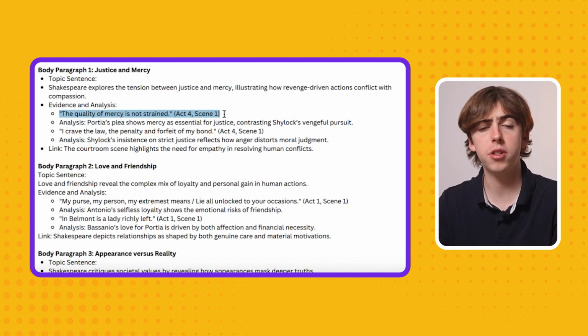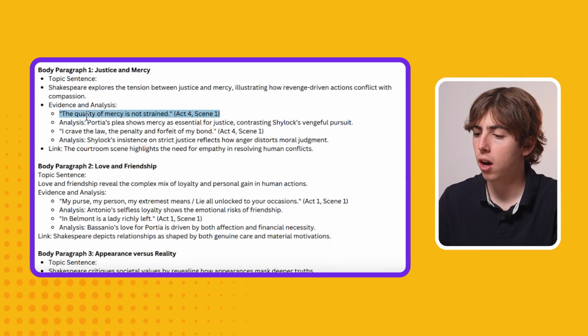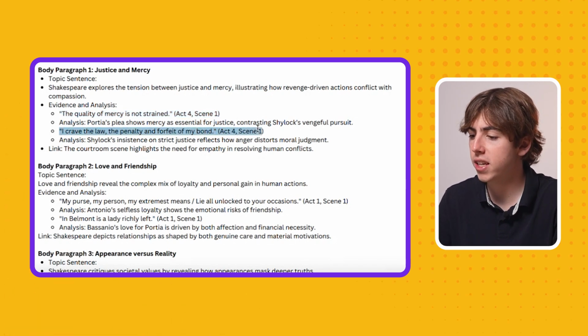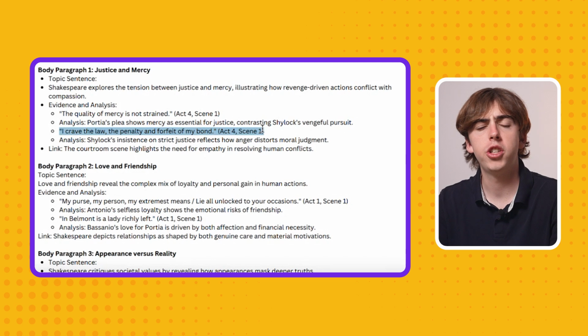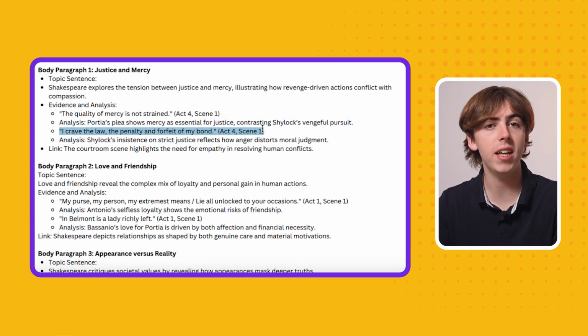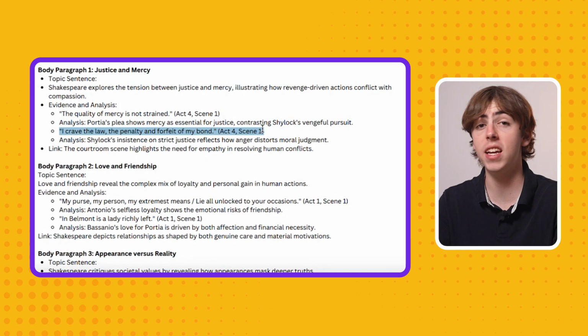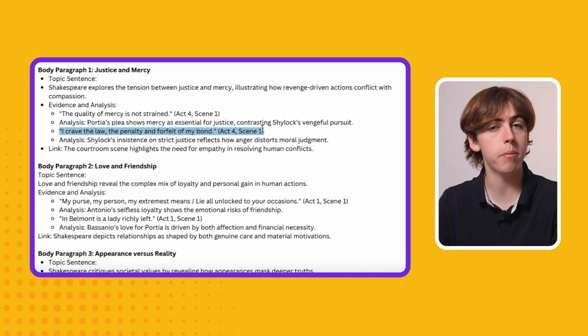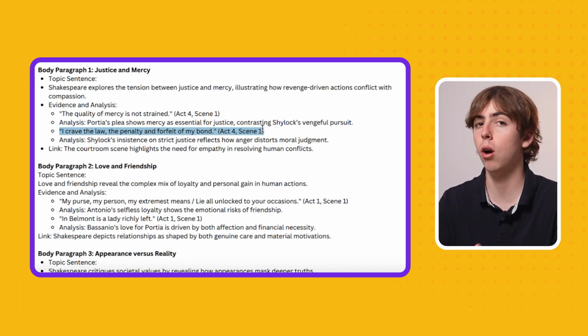Now contrast that with Shylock, who responds with, "I crave the law, the penalty and forfeit of my bond." Shakespeare uses Shylock's insistence on legal justice to reveal how revenge can completely displace empathy. He doesn't appeal to humanity, he appeals to the letter of the law.